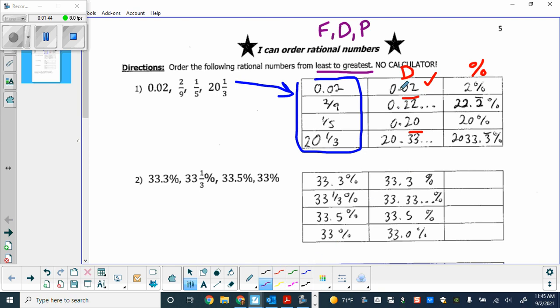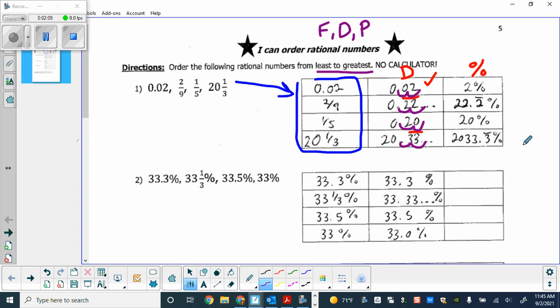Now in purple, I'm going to show that if you just take this decimal and move it over twice, that's how I got 2%. If I'm taking 2/9, which is 0.2 repeating, if I move this over twice, I get 22 point, and then the 2's keep repeating for my percent. 20 hundredths is 20%. And if I move this over twice, I get 2033.3 repeating percent.